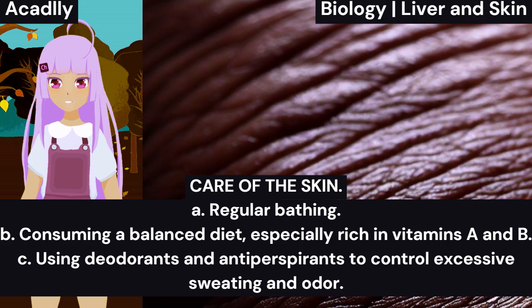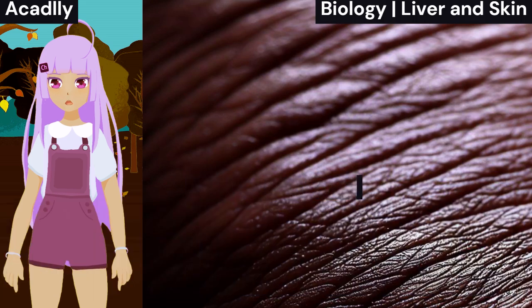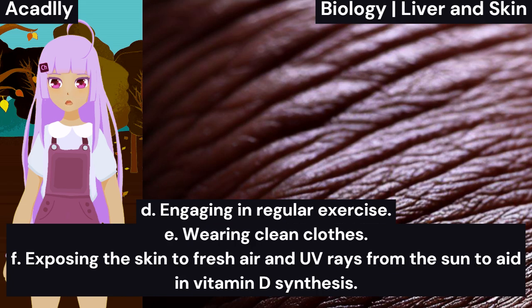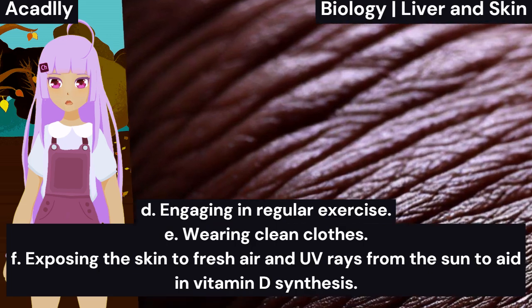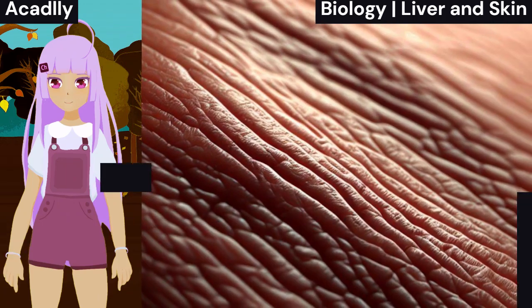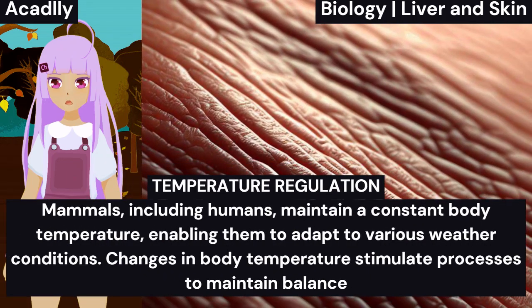C. Using deodorants and antiperspirants to control excessive sweating and odor. D. Engaging in regular exercise. E. Wearing clean clothes. F. Exposing the skin to fresh air and UV rays from the sun to aid in vitamin D synthesis. Temperature regulation. Mammals, including humans, maintain a constant body temperature, enabling them to adapt to various weather conditions.